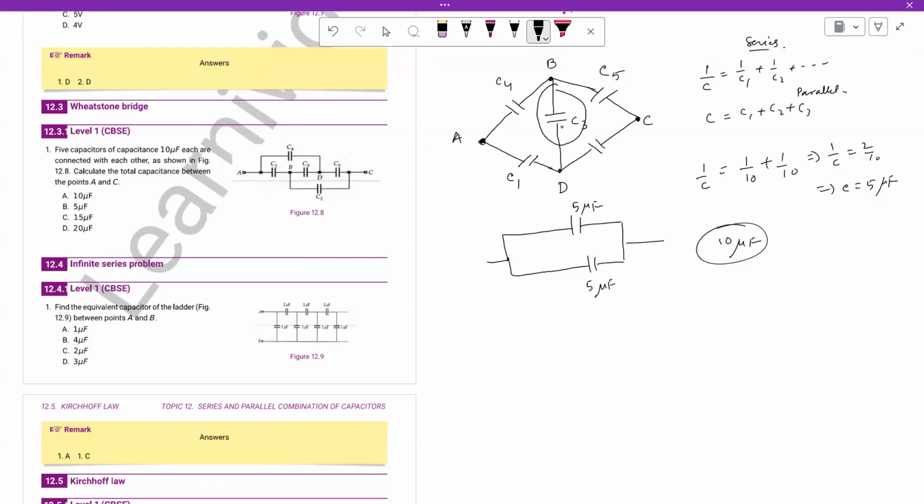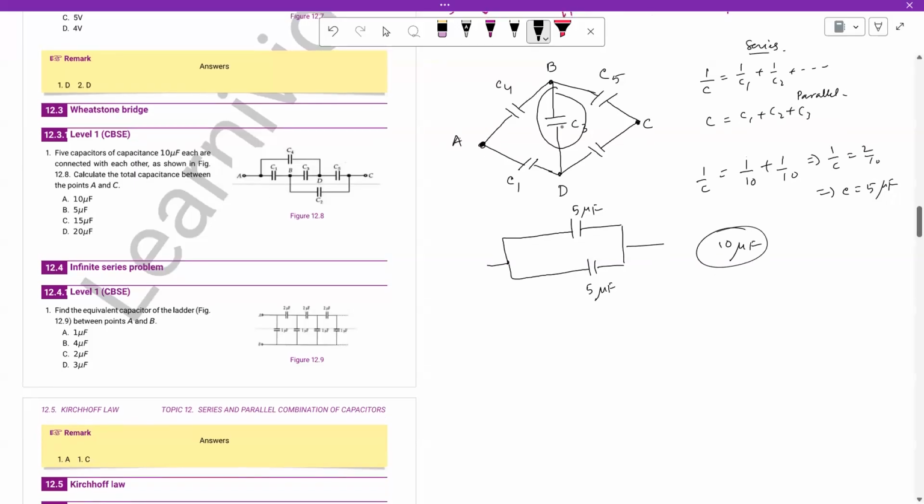Can we use the Wheatstone formula for this? We have used the Wheatstone idea, right? But the Wheatstone formula is something like R1 by R2 is equal to R3 by R4 for resistors. That thing we are not using.